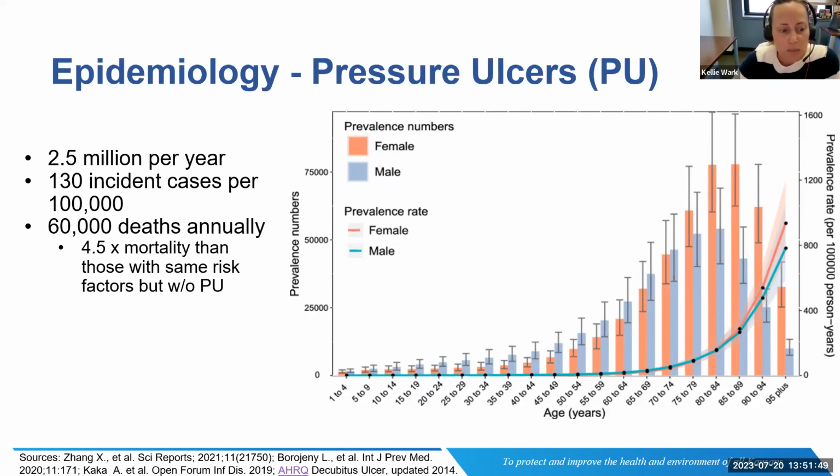And when they compare people that have the same risk factors or comorbidities, say diabetes with coronary artery disease, someone that has a pressure ulcer versus someone that has those same diseases but no pressure ulcer, the person that has the pressure ulcer has a 4.5 fold increased mortality. So it's also a marker of some worse clinical outcomes that they could have. Next slide.